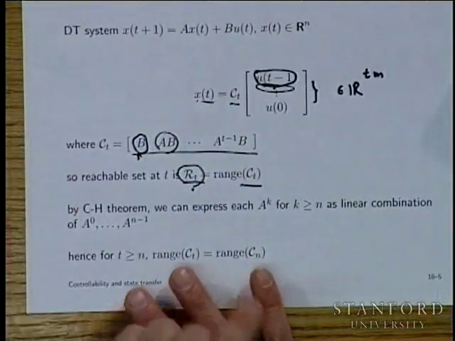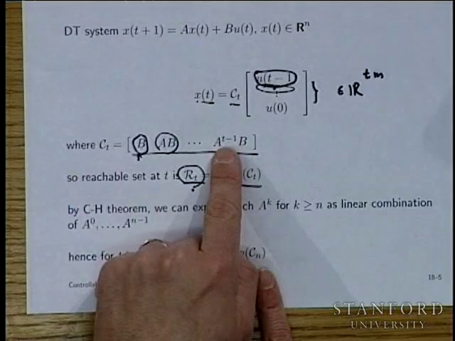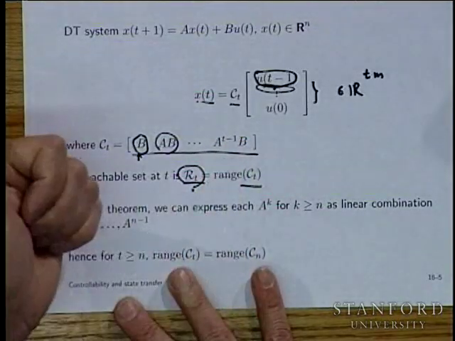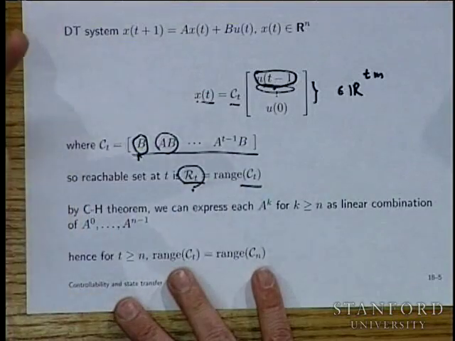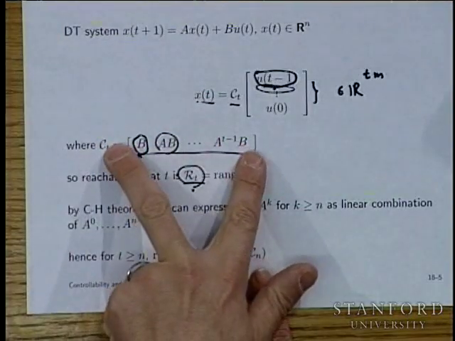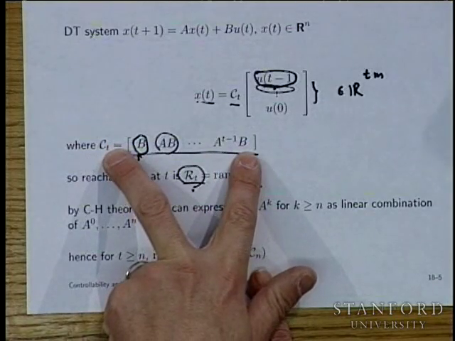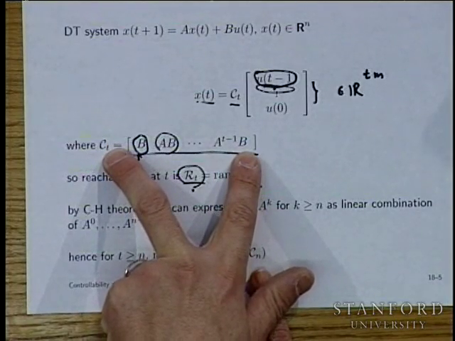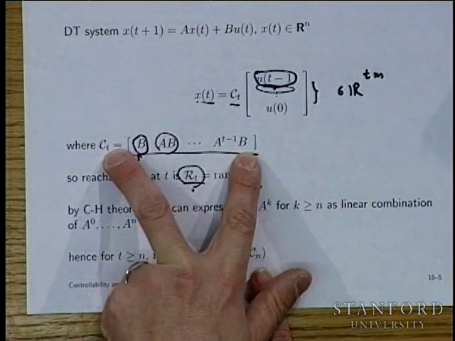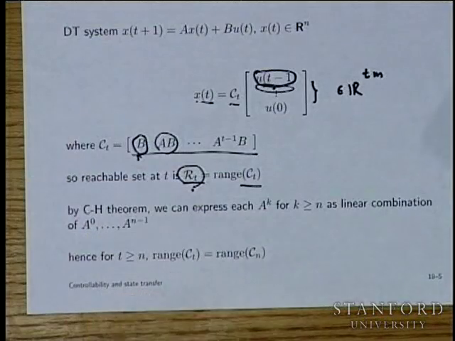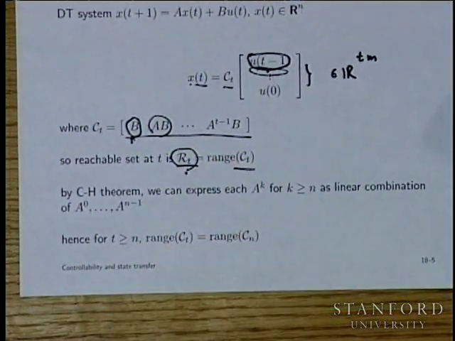Okay. Now we noted that by the Cayley-Hamilton theorem, once you get to n steps, A to the n is a linear combination of I, A, A squared, up to A to the n minus 1. And so the rank of C_t, or the range, does not increase once you hit n. So for example, the range of C_{n+1} is also the range of C_n. So it doesn't grow.